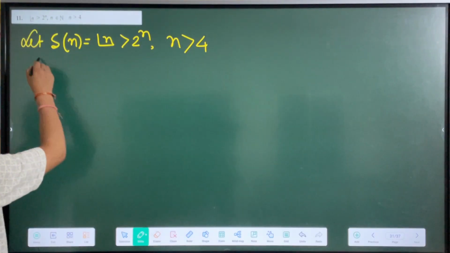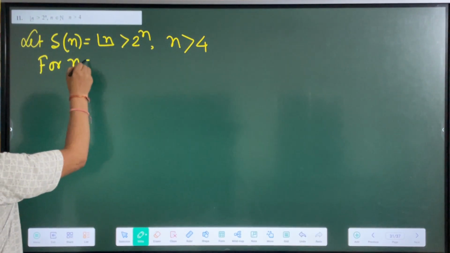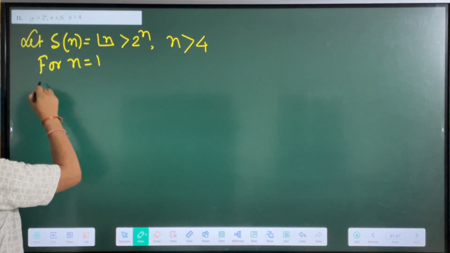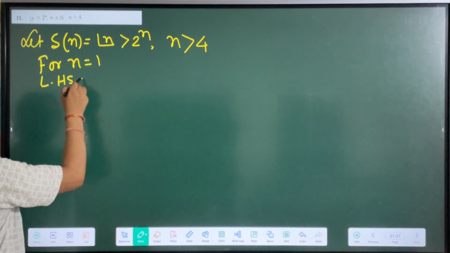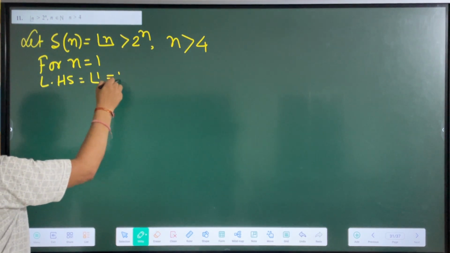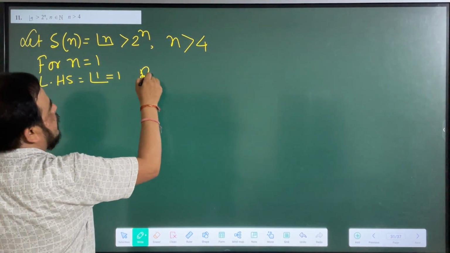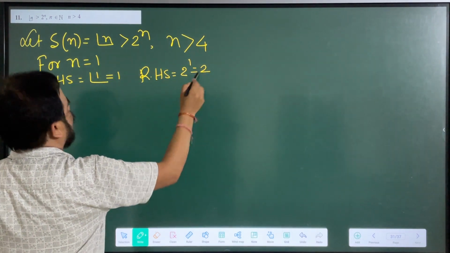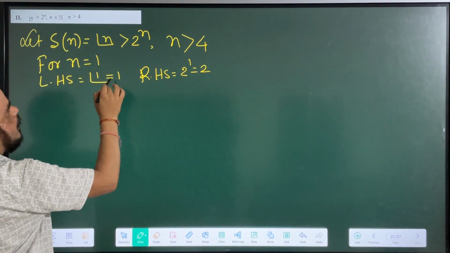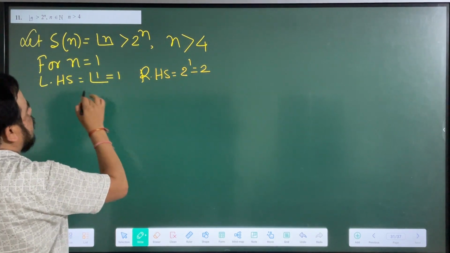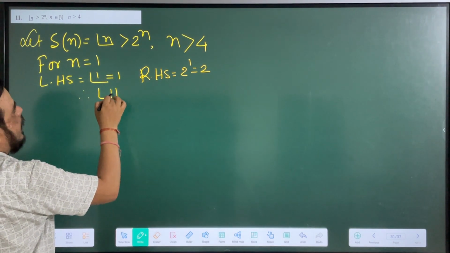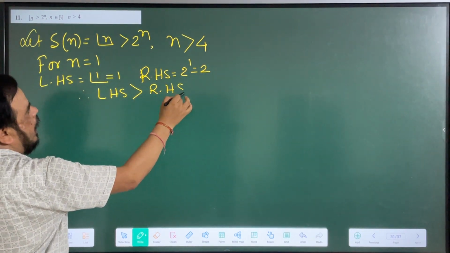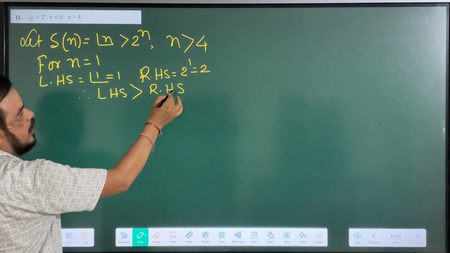Look here. For n equals 1, generally we have to go for n equals 1 first. Now left hand side, factorial 1 is equal to 1. Right hand side, 2 to the power 1 is equal to 2. Left hand side we got 1, right hand side we got 2. Are we getting LHS greater than RHS? No.